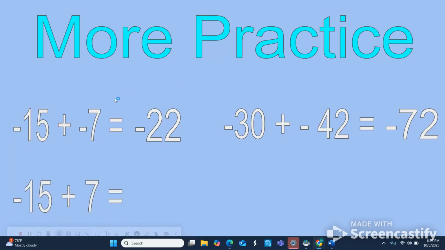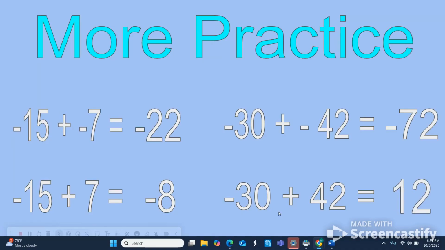Next, we have negative 15 plus 7. Different signs means we're going to subtract. Okay, so 15 minus 7 is 8. There's more negatives than positives, so it's going to be negative 8. And then on the next one, negative 30 plus 42. Okay, signs are different. One's going left, one's going right, so we're going to subtract. So we're going to get 12. And since there's more positives than there are negatives, it's positive 12.